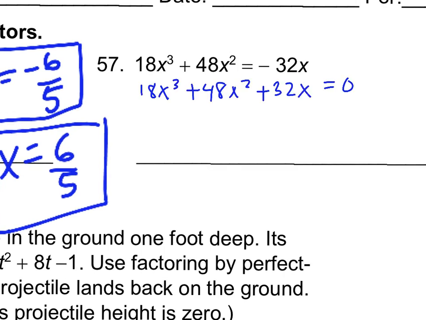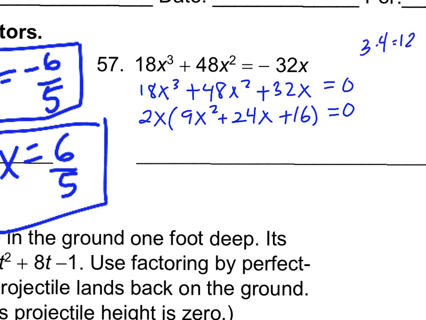Number 57, get it into standard form. They can all be divided by 2 and they all have an x. This is what it looks like. Now for this problem we're checking to see if it's a perfect square. So here we have 9x squared, which would be 3, and here we have 16, which would be 4, and we need to check that. So we're going to do 3 times 4 off to the side. So 3 times 4 gives me 12, but if I double that I get 24, and I want to check if that 24 is actually the middle number, which it is here.